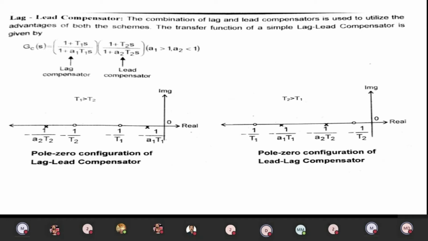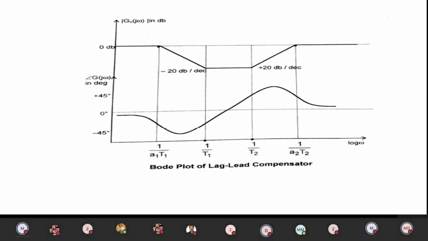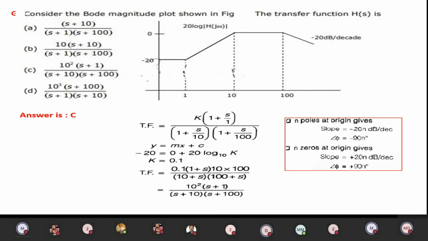So here we have two constants. The multiplication of the constants alpha and beta is equal to 1. That is your Brockett-Carson criteria. And then the pole zero configuration is given for the lag network, and similarly the pole zero configuration for the lead lag compensator network is also given. Okay, and this is your frequency response for the lag lead compensating network.